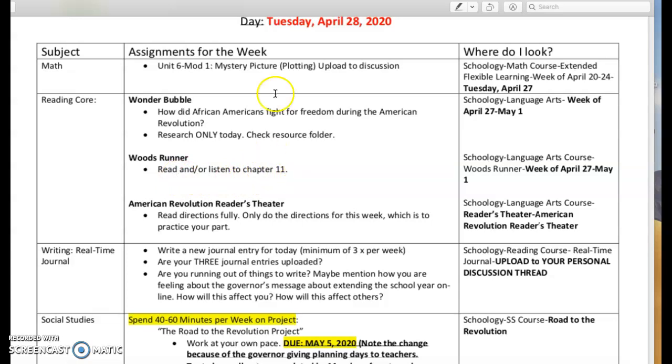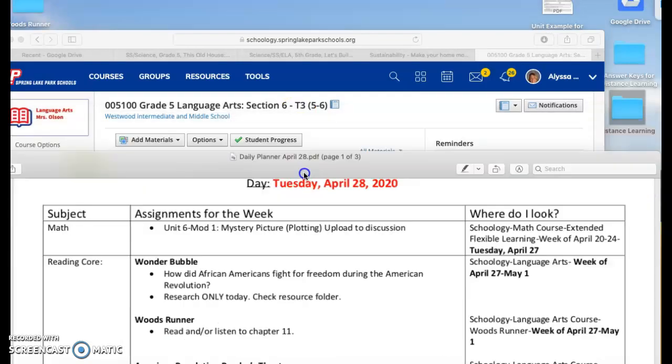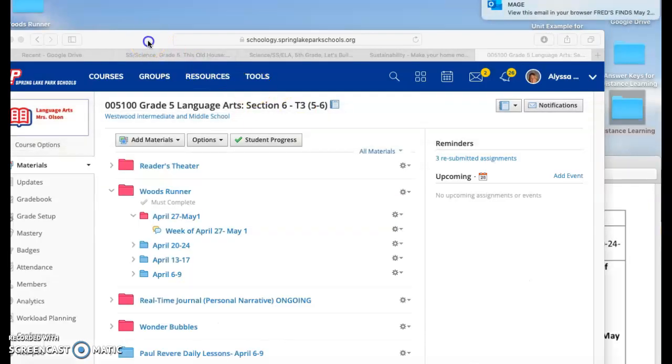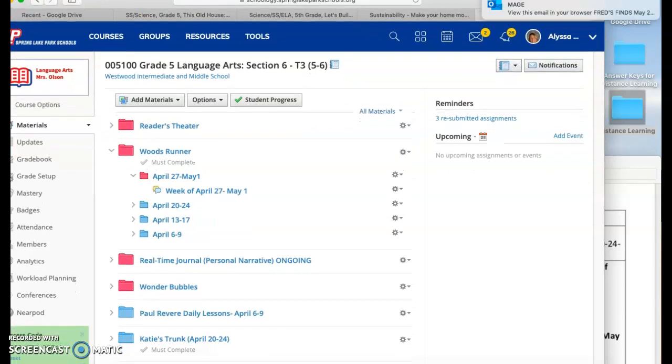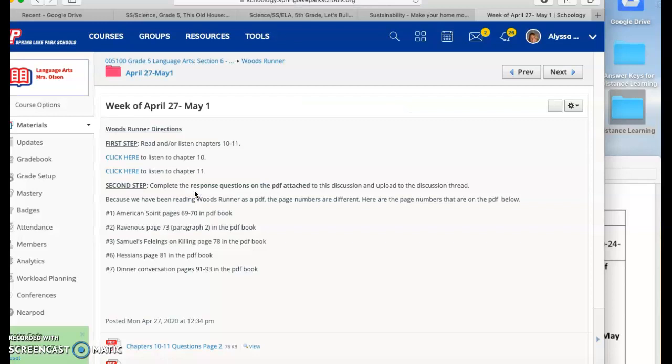And I do have just a quick announcement about Woods Runner. Thank you to Riley who showed this to me yesterday. When you are in Woods Runner, I just want you to notice that it says April 27th through May 1st, because this is through the whole week. When you click on that discussion thread, it does have the directions there, but I want you to notice that because you are not reading the actual book and you're reading a PDF, the pages are a bit off.